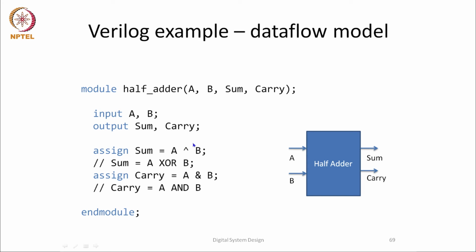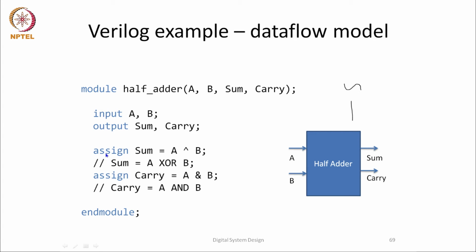The symbols we have to use are, for example, for XOR the cap symbol, for AND an ampersand, and for NOT this tilde symbol. For OR we use this symbol. These symbols we can use for describing all the functions, and then these Boolean equations can be assigned to the output.